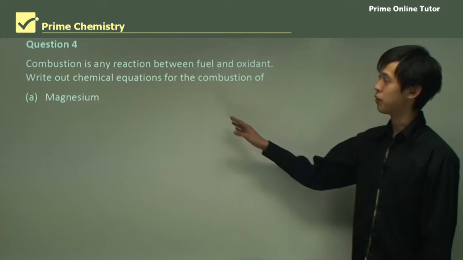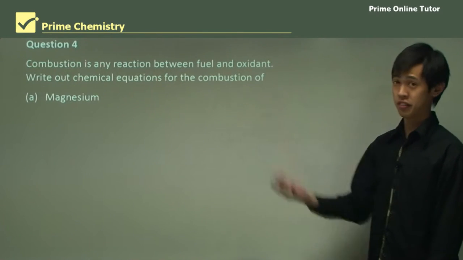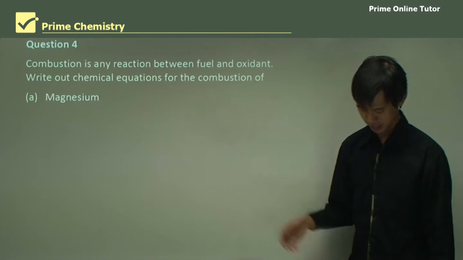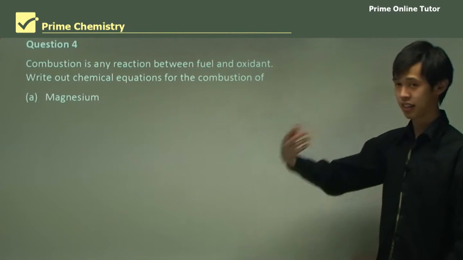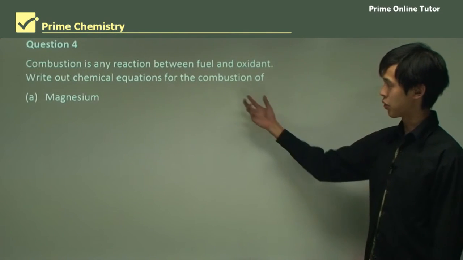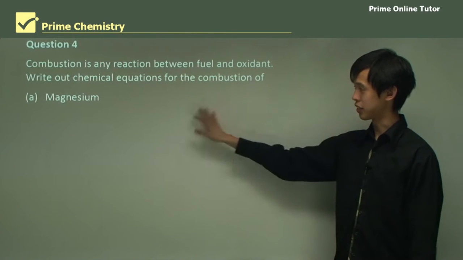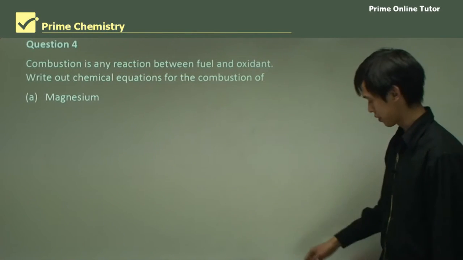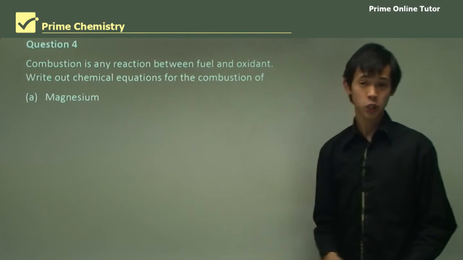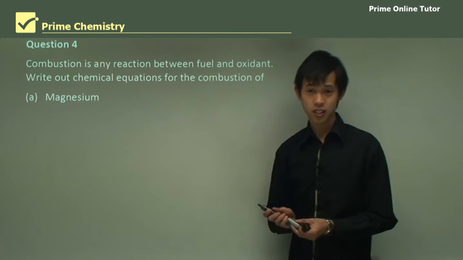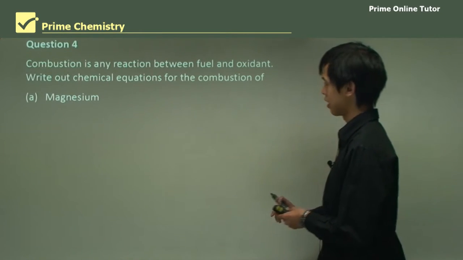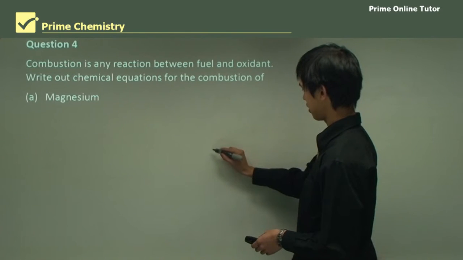Okay, so question 4. Combustion is any reaction between fuel and oxidant. So again, we're going to see that kind of topic keep coming up. So write out chemical equations for the combustion of magnesium. Okay, so here's the first one. So we're just going to assume for now that oxygen is the oxidant, because that kind of makes sense, and magnesium is our fuel.